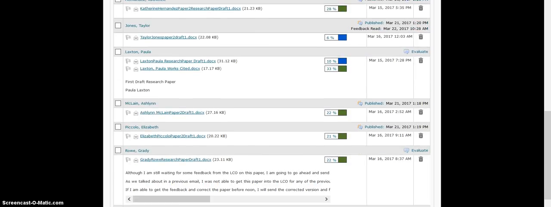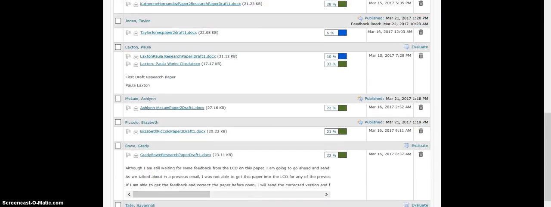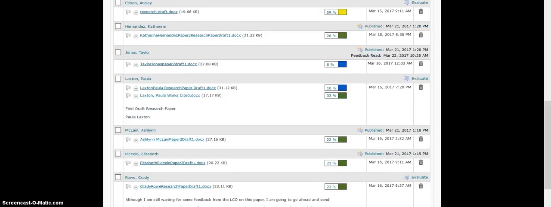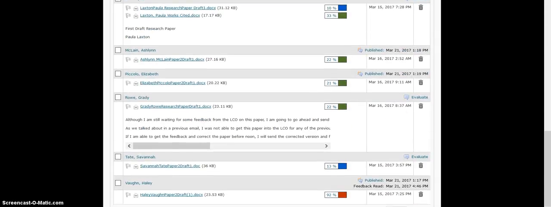And as I scroll you can see that everyone who has submitted a paper has a number with a color in this column, the Turnitin similarity. And some of you have rather high numbers, some of you have really low numbers. So what this is telling you is the percentage of information, of words in your paper that matches some other source. It could be another paper that's been submitted to Rhode State or another school. It could be sources that are online.